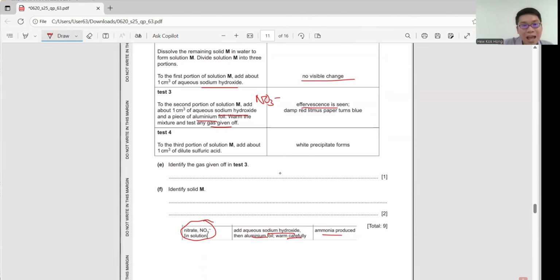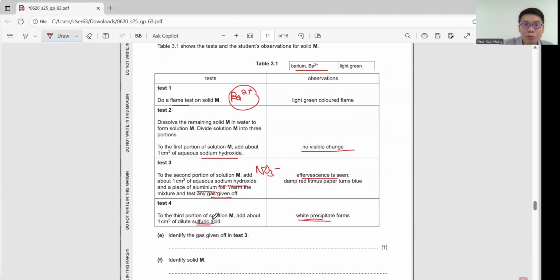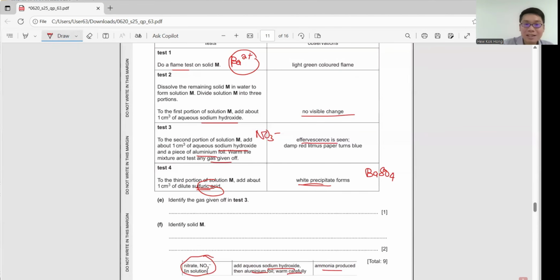The third portion adds about 1 cm cube of dilute sulfuric acid and a white precipitate forms. Why? Because barium will react with sulfate to form barium sulfate. This is not shown in the table, but we always need to know barium sulfate is a very famous insoluble salt in our syllabus. E. Identify the gas given off in test 3. We can confirm it's ammonia. And then identify solid M. We can confirm it is barium nitrate, because the charge for barium is 2 plus, nitrate is 1 minus, so we balance the charge.